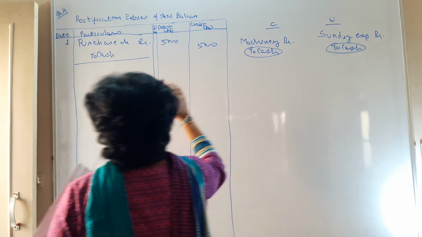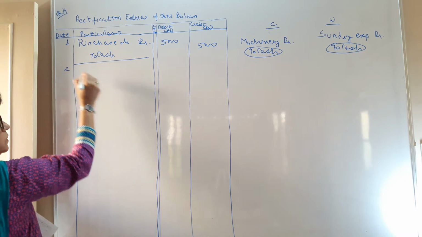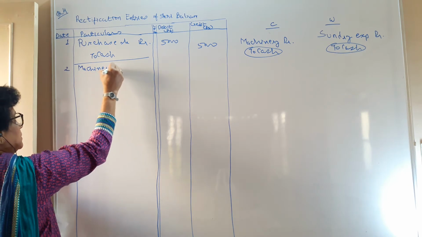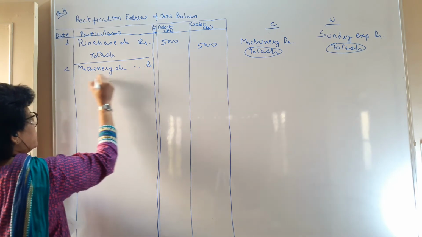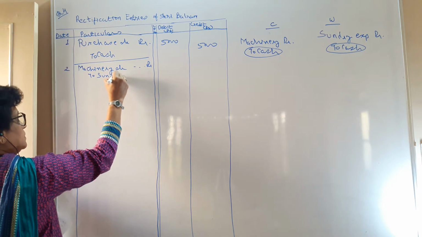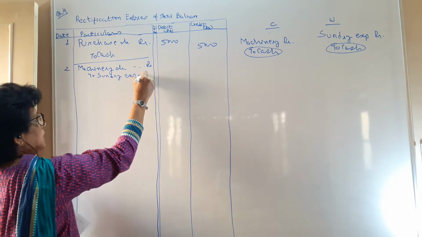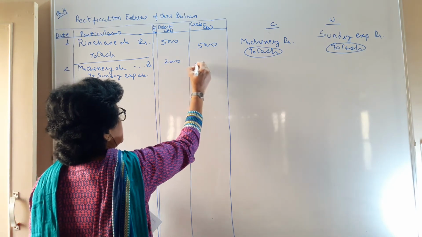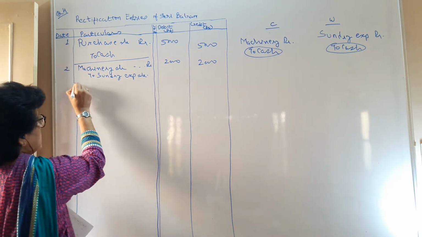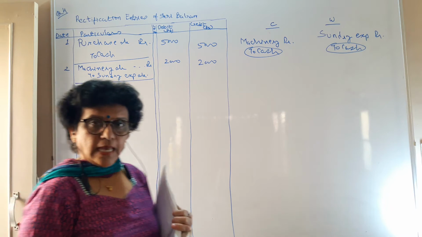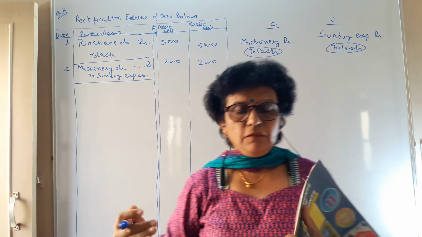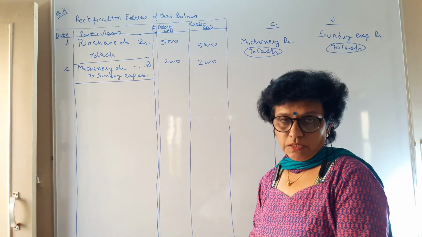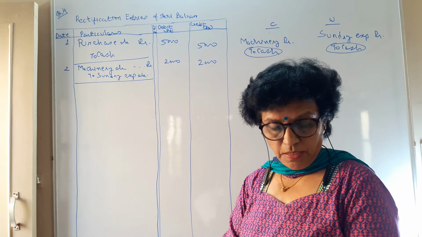So our rectification entry for number 2 is: machinery account debit to sundry expense account. The amount is rupees 2000. Installation expense is to be considered as a capital nature expense, and you have to record it in the name of an asset. The narration is: being rectification entry for wrongly recorded sundry expense instead of machinery. In this manner the narration is to be written.